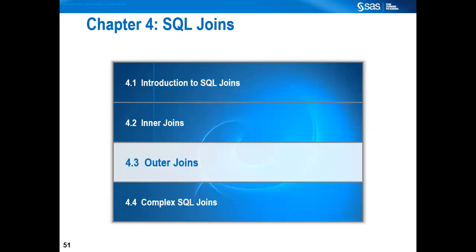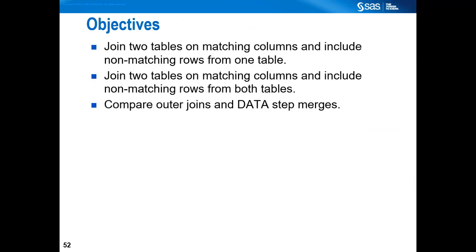Let's move ahead with your outer joins. All right. Now understand this outer join. We'll see how to join two tables on matching columns and include non-matching rows from one table. We'll join two tables on matching columns and include non-matching rows from both tables. And we'll compare outer joins and your data step merge results.